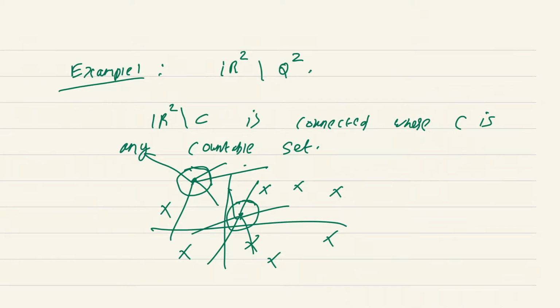Now, elementary geometry will just show you that you will be able to find 2 rays that actually intersect. And these 2 rays will not contain a single point of C. Okay. And therefore we have found a path. In fact, we have found a path that comprises just 2 line segments that connects these 2 given points. So this is just an intuitive argument. I want you to make it precise that R2 minus Q2 is in fact path connected.